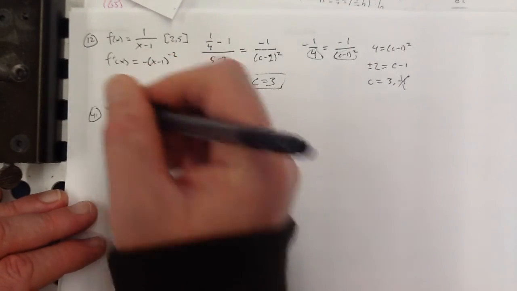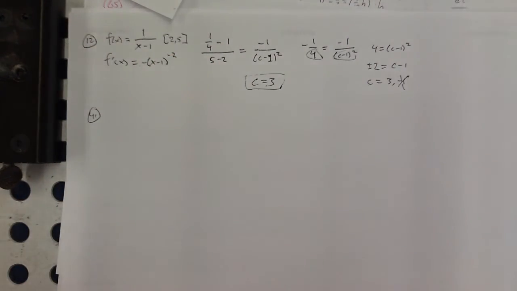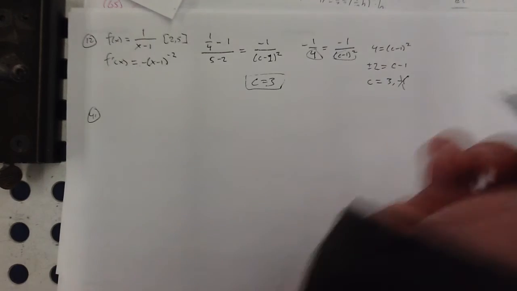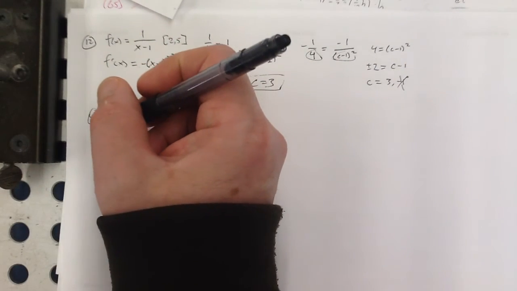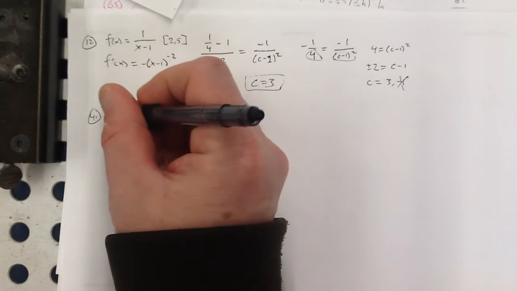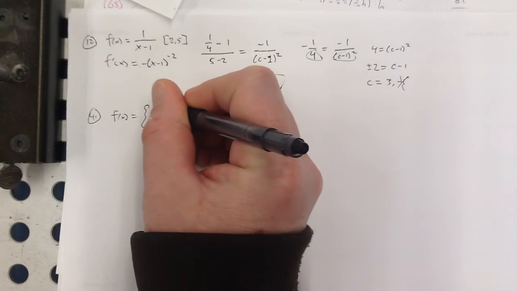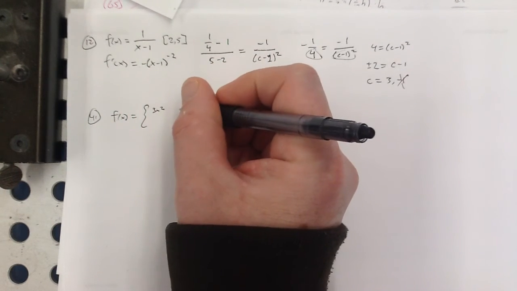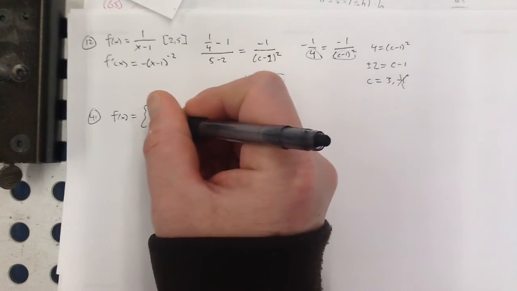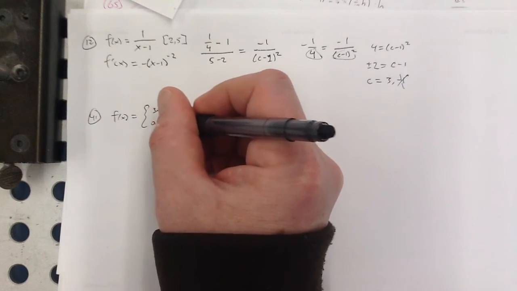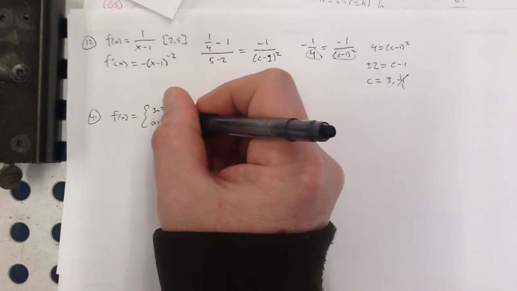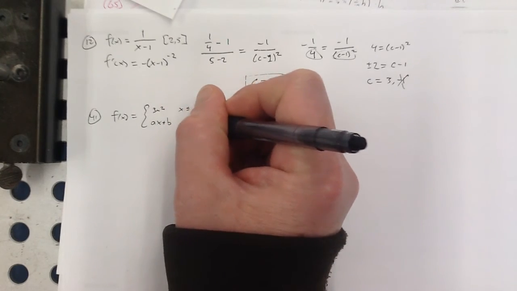All right, what's up with these 41 and 42 that I picked for you to do? Let's see. 41, we've got a piecewise function here. 3x squared when x is less than or equal to 1, and ax plus b when x is greater than 1.